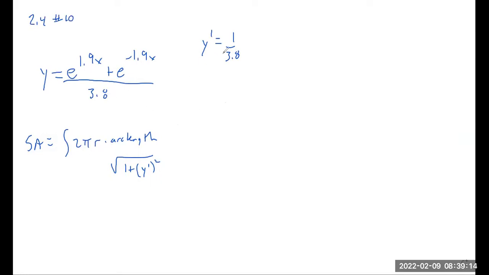So there's our y prime, or the constant. Now let's get to the e business. So I've got e to the 1.9x. What's the derivative of that going to be? Of just the first piece. What's the derivative of that?